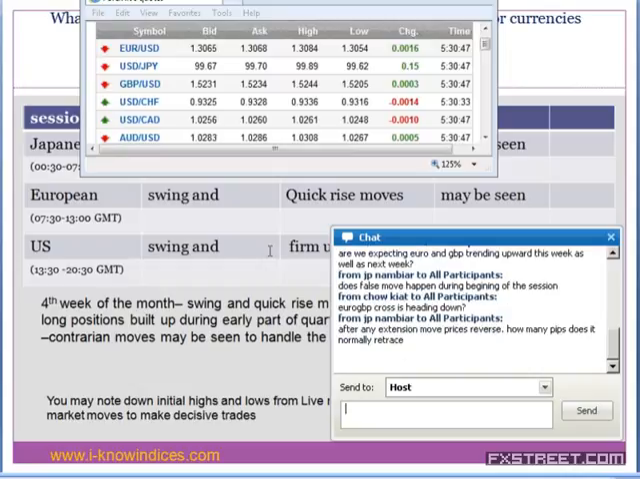Are we expecting Euro and GBP trending upward in this week as well as next week? Yes, they are expected to make aggressive gaining moves in this week and the next week. And if you notice it, from the second and the third week, they have done more of a downward consolidation because of the second quarter beginning. So they had done the wide range swings and consolidated and taken the buy positions.